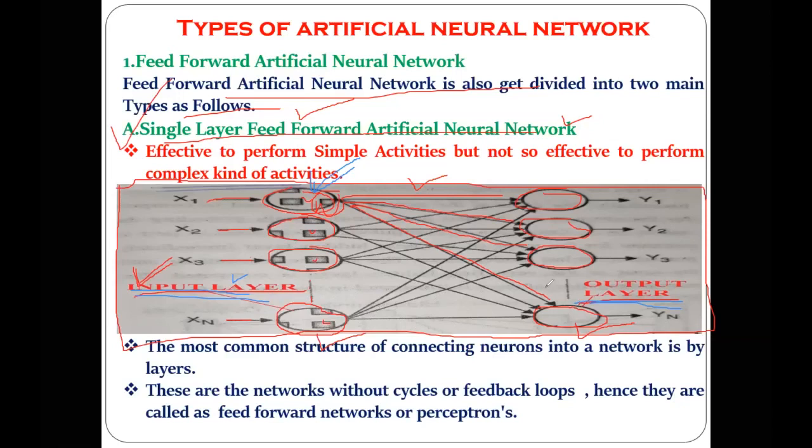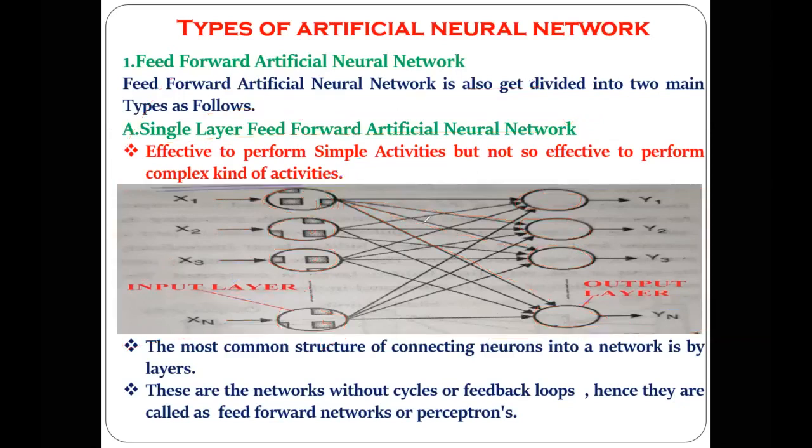Whether a neuron is part of the input layer or the output layer, each of these neurons is going to have an activation function. The role of the activation function in the input layer might differ from that in the output layer, but as we are discussing, each neuron is going to have some activation function. So the actual task of generating the output is done by how many layers? Single layer. That is the reason it is referred to as the single layer feed forward neural network.